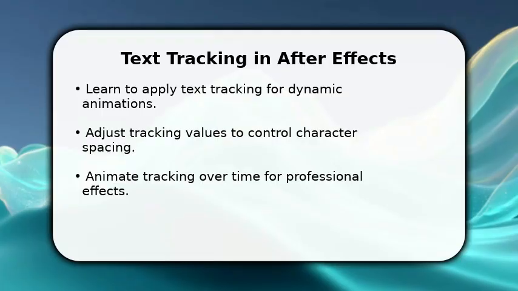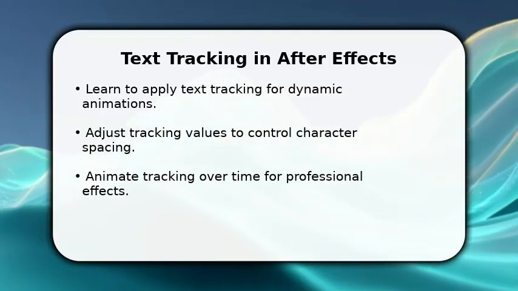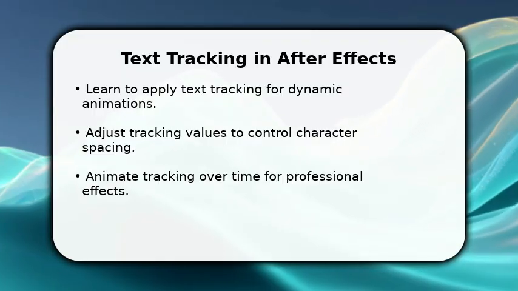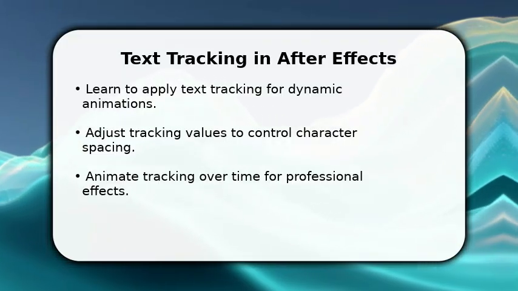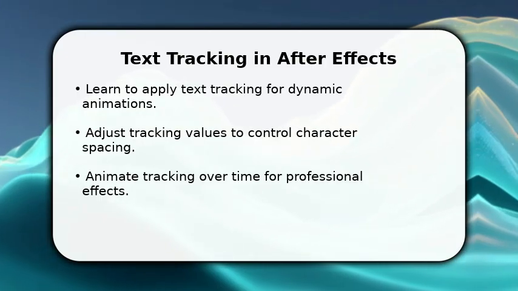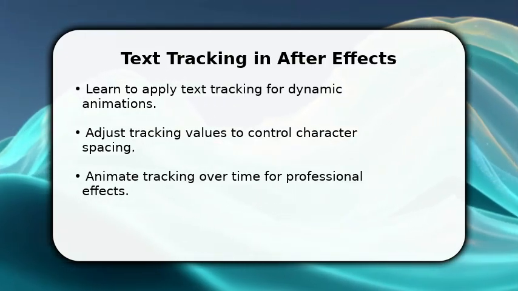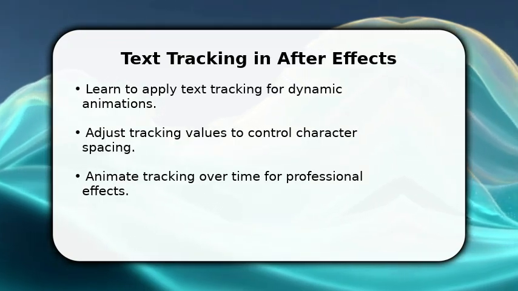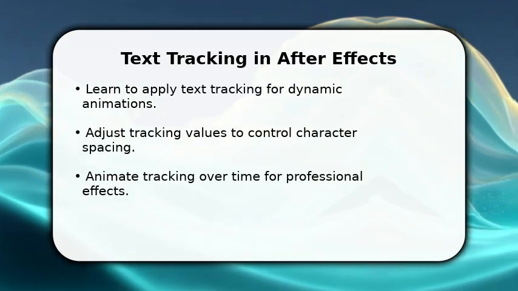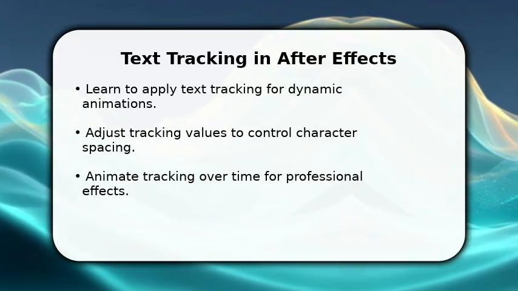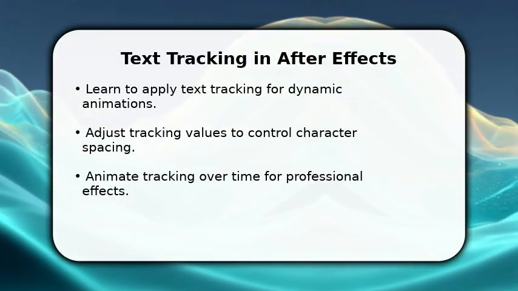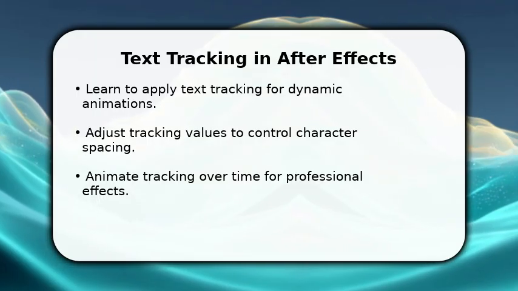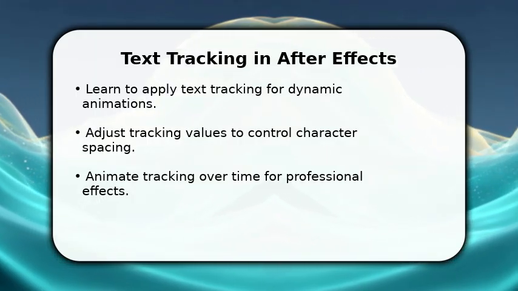Enjoy the video. In this video, I will explain how to text track in After Effects. First, open your After Effects project and select the text layer you wish to modify. Text tracking allows you to adjust the spacing between characters, creating unique visual styles. We will cover the essential steps to implement this powerful animation technique, enhancing your text's appearance and readability. Let's dive in and make your text truly stand out.